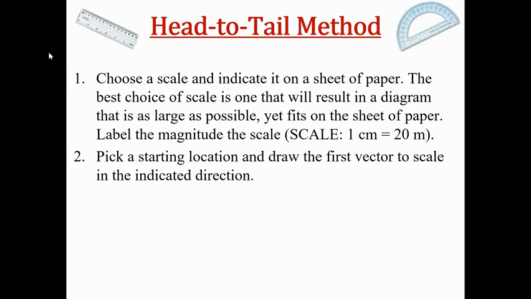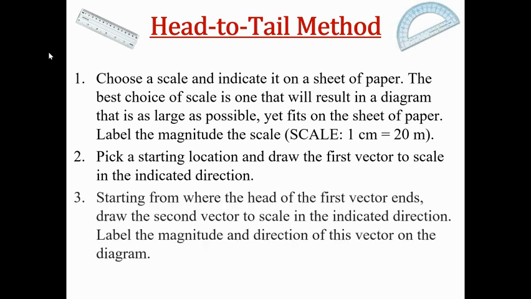Once you've picked your starting location or your origin, draw the first vector to scale in the indicated direction from the question. Once you've drawn your first vector to scale, starting from the head of that vector, draw your second vector in the head to tail method. So the tail of the second vector is connected to the head of the first vector that you drew.